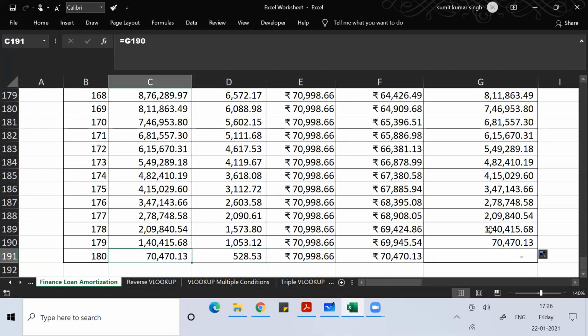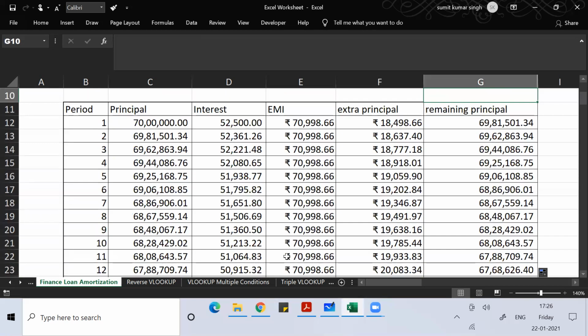So this much becomes the principal left at the end of the day, and your interest was this much. You paid an EMI of 70,998 at the end. With that, the extra you paid is 70,470.13. Ultimately, the remaining principal becomes zero. I hope you got the concept.